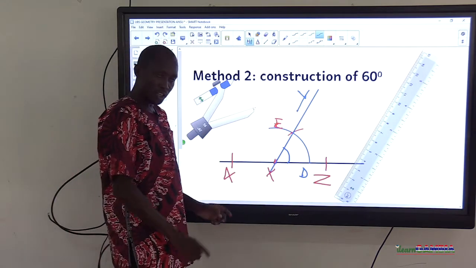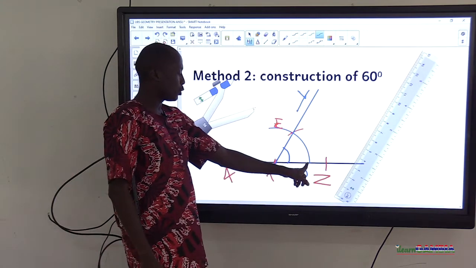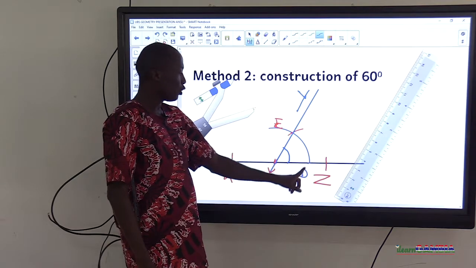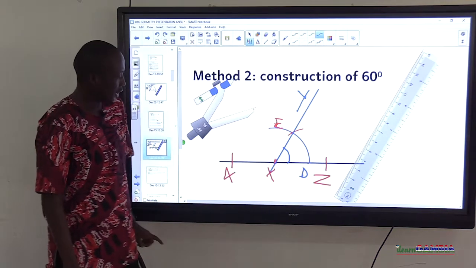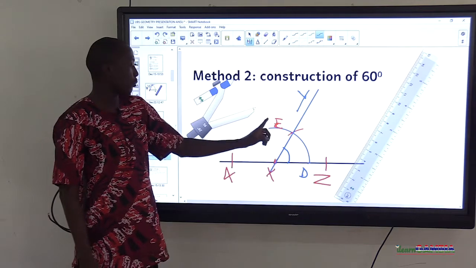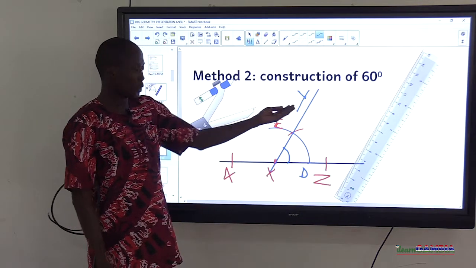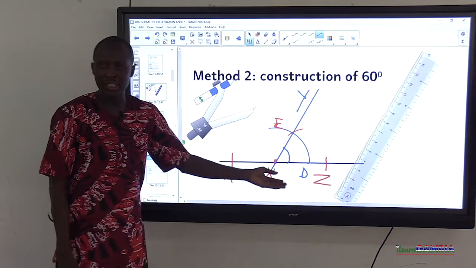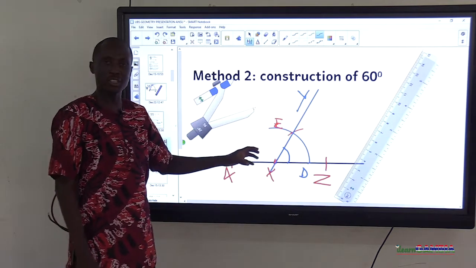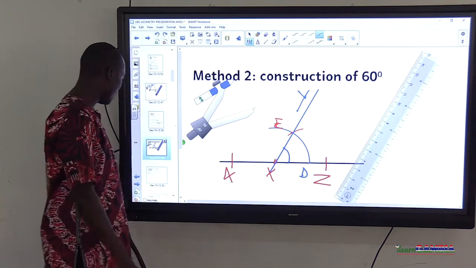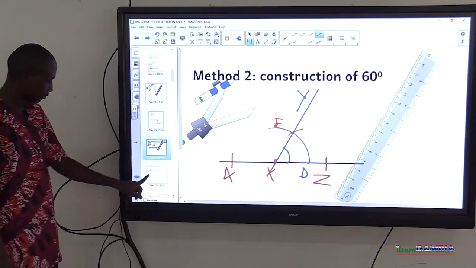Now, with the same radius, we put the compass point at D to draw another arc that will intersect with the first one at point E. Then we join X to point E with a straight line. That angle that you have just constructed is 60 degrees.